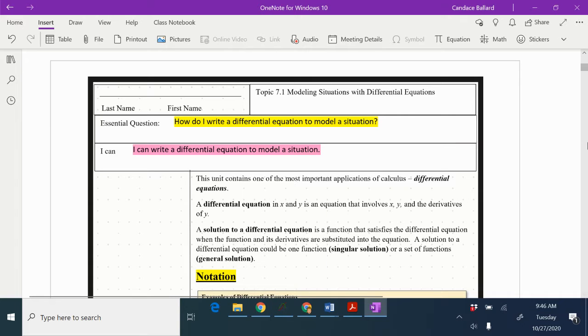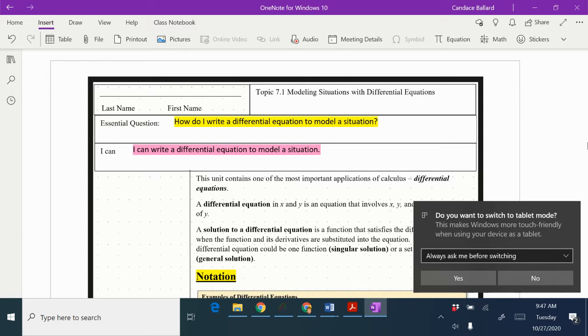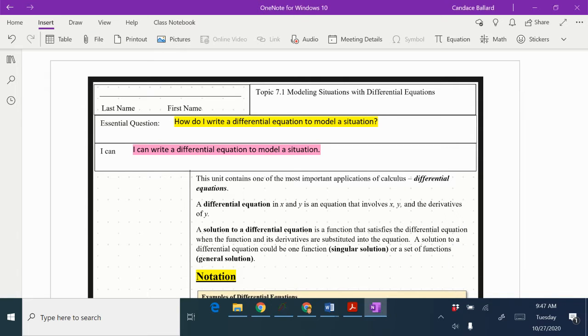In this video, we're going to be starting topic 7.1, which is modeling situations with differential equations. So we're going to answer the question, how do I write a differential equation to model a situation? That is what we're going to be able to do. This unit contains one of the most important applications of calculus, differential equations. This is not new to you, hopefully, if you're in BC.